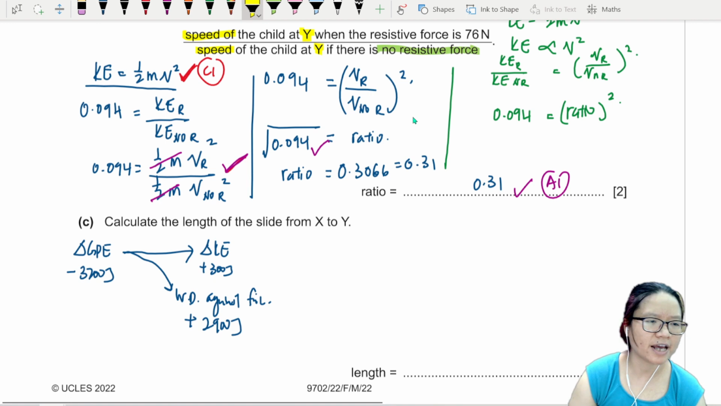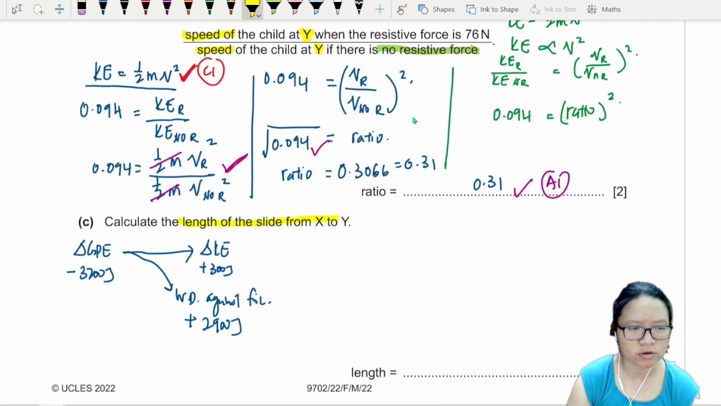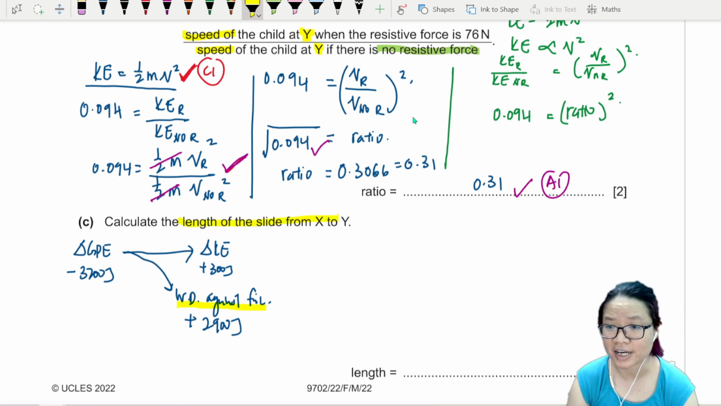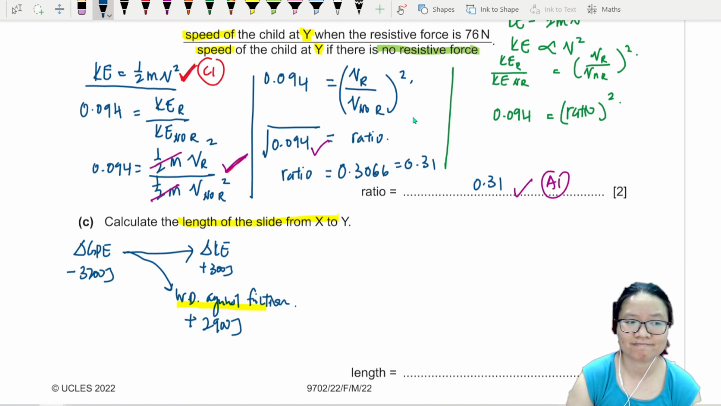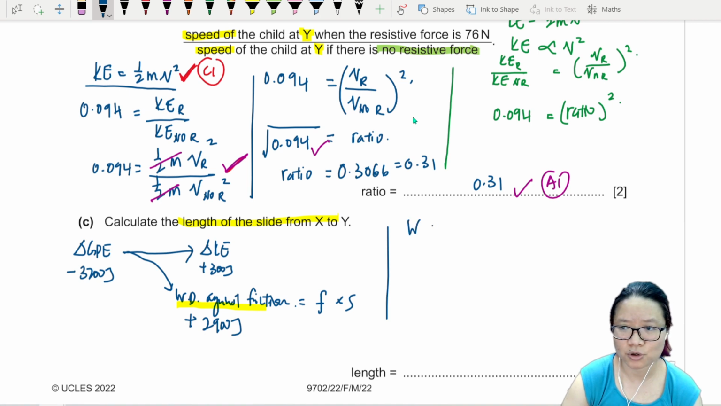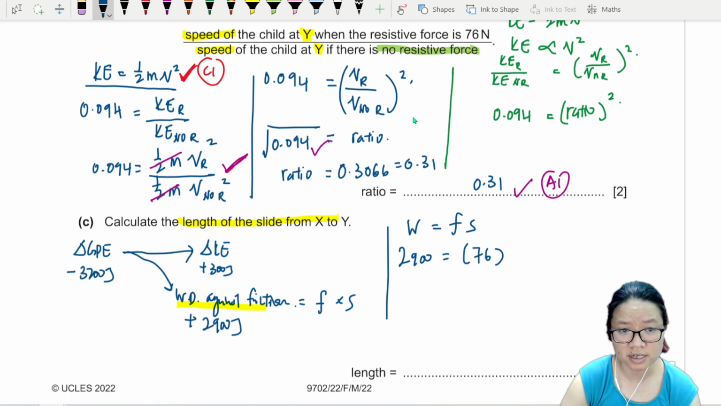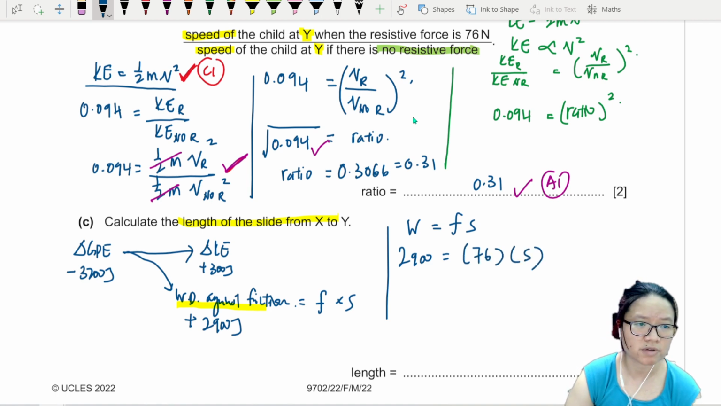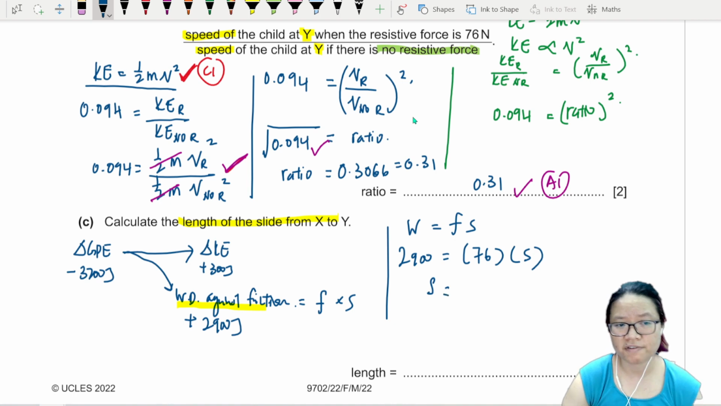So to find the length of the slide from X to Y, I need to consult how much work I need to do against friction. Because the further I travel, the more work I need to do against friction. Okay, so W is equal to Fs. 2900 is the work done, the frictional force is 76, multiplied by the distance traveled from X to Y. So we can find S now.